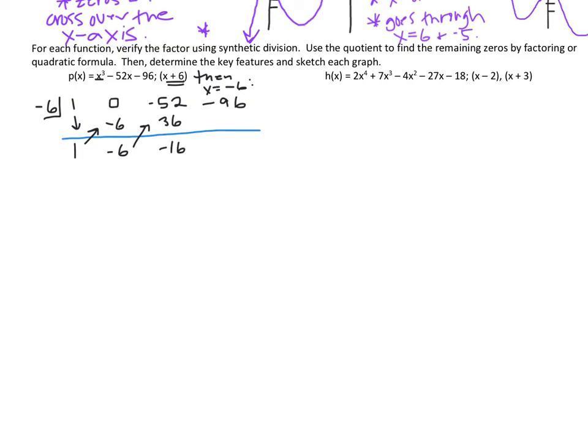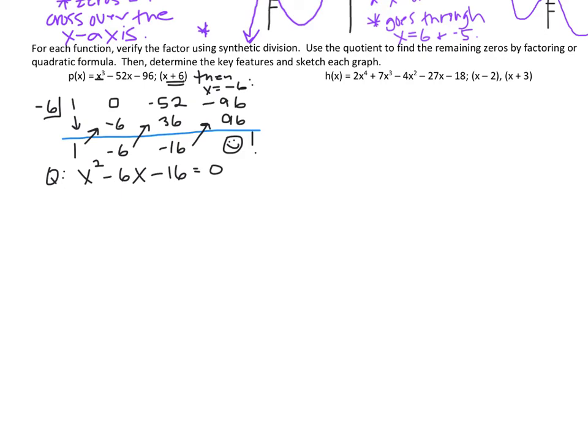Wow, check this out, you guys. Negative 16 times negative 6 is in fact positive 96. So we get 0 as a remainder, and that verifies that x plus 6 is a factor. But now our quotient, we still have to do some work to. This should be one less degree, so that'll be 1x squared minus 6x minus 16. It says use the quotient to find the remaining zeros by factoring or quadratic formula. What this means is we have to set this equal to 0.